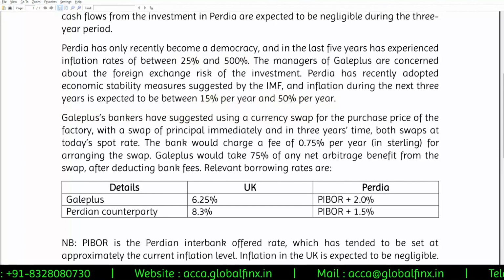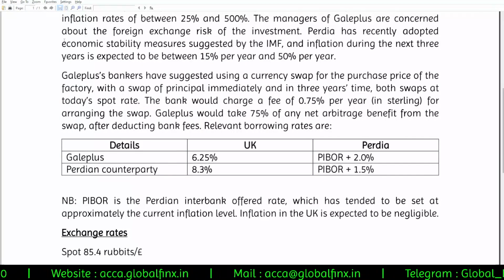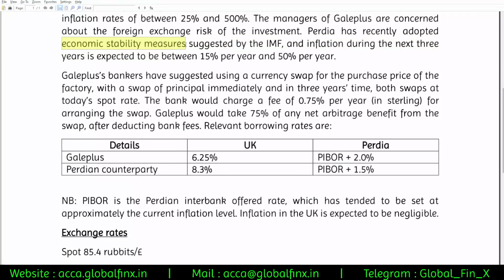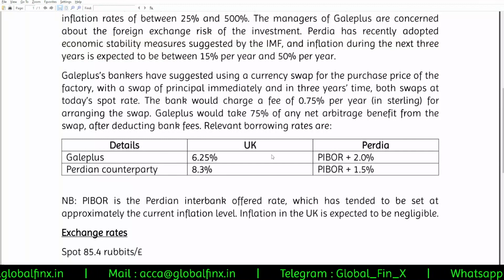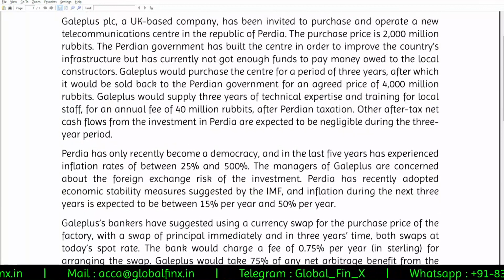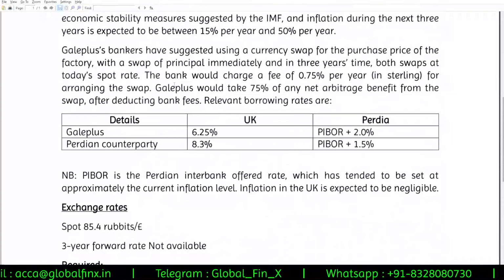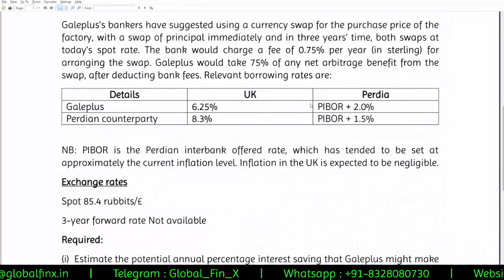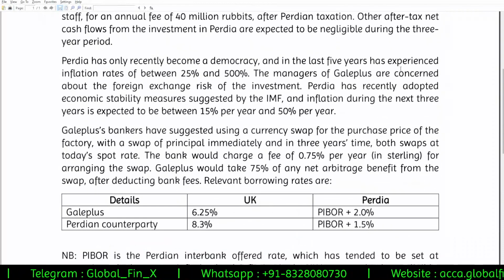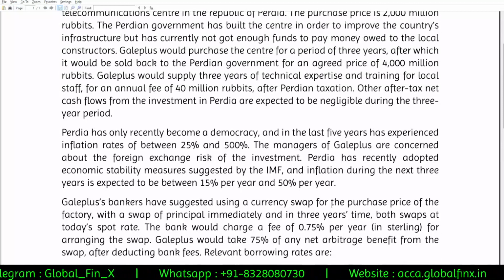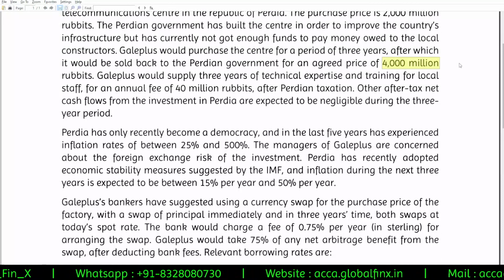So there is a lot of uncertainty involved in this particular matter, and we don't know whether the economic stability measures that have been taken are effective or not; that is not yet identified. So unless you really need this particular communication center for your other businesses, it's not really required for you to take that risk at this point of time. And if they want to take the risk, it is better for them to enter the swap for the entire 4,000 million that they are going to get after the 3 years period, rather than just the initial principal of 2,000 million. So they should hedge their position for 4,000 million that they are going to receive at the end of the third year.